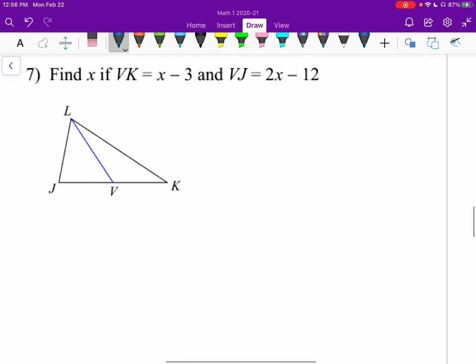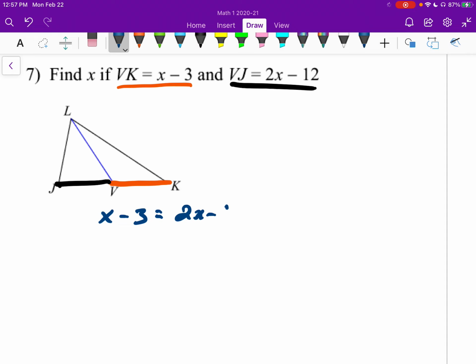Number 7, find x if VK is this piece here, is x minus 3, and VJ is 2x minus 12. Now here it should be relatively easy for us to see that those two pieces should be equal. Right? So I'll say, well, x minus 3 equals 2x minus 12.